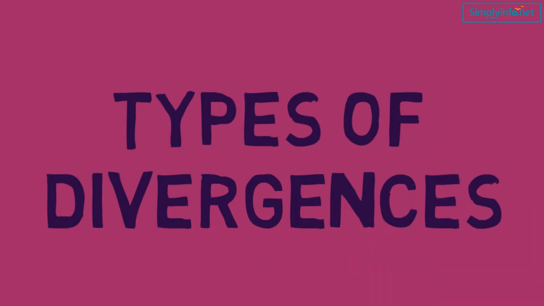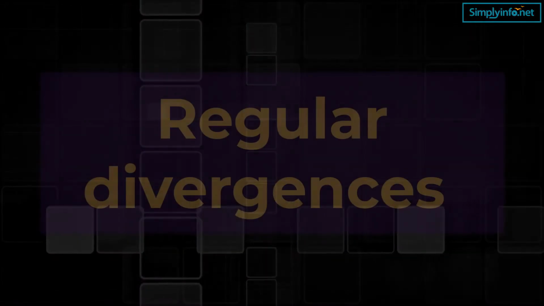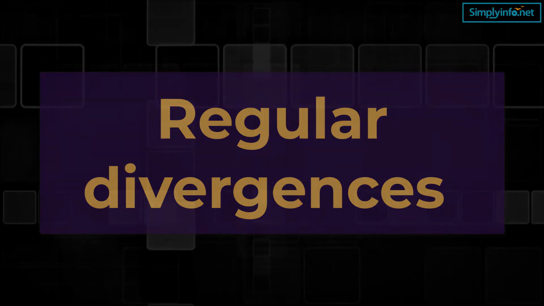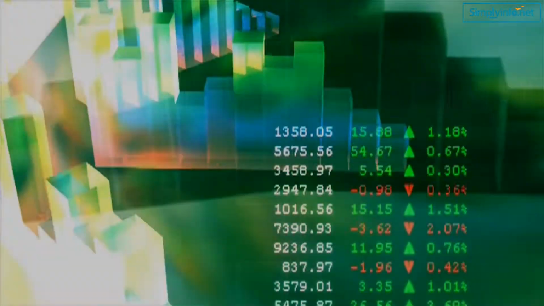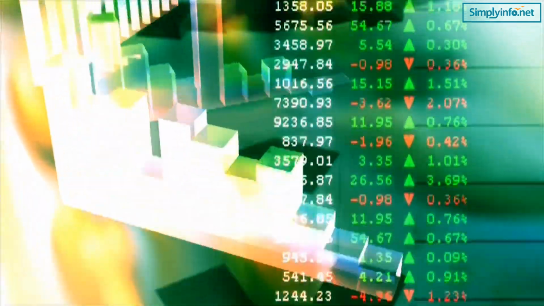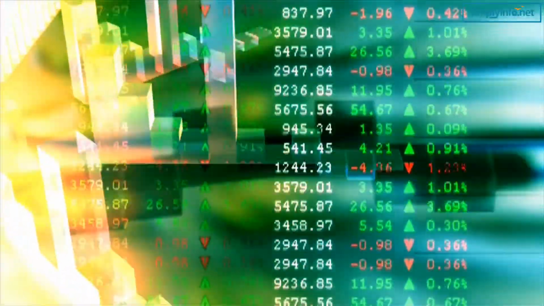Now, what are the types of divergences? Number 1, regular divergences. Number 2, hidden divergences. Each type of divergence will contain either a bullish bias or a bearish bias.